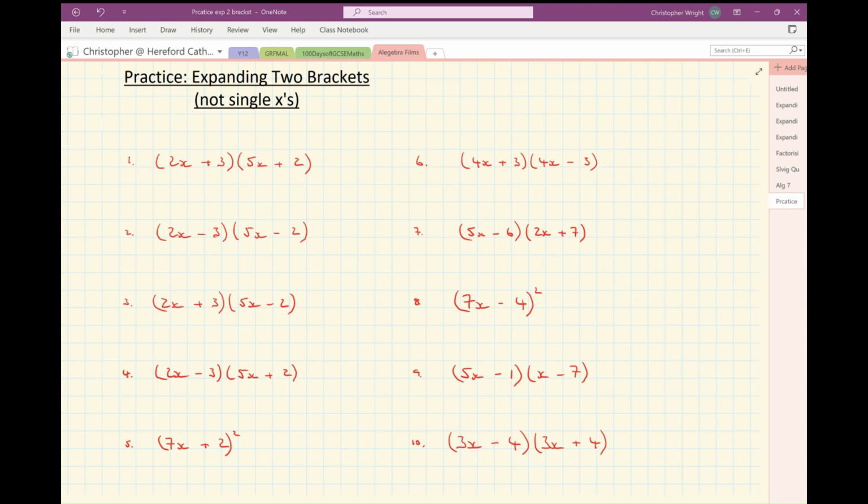This is a film to give you the opportunity of expanding two brackets where there is a coefficient on the x's in the brackets. So perhaps pause the film now and have a go at these 10, and then you can play the film and watch me multiply them out.